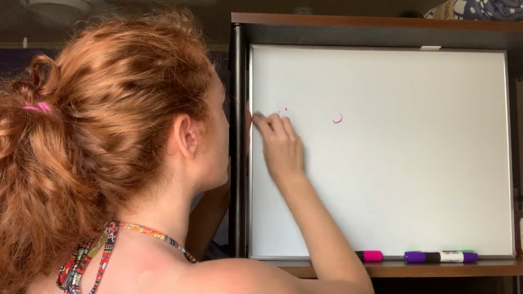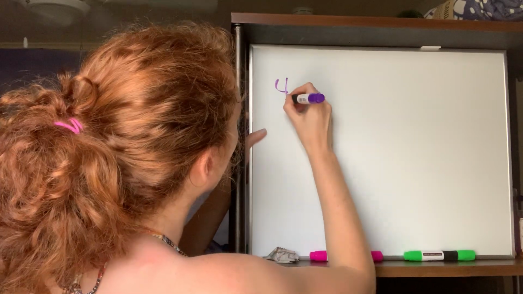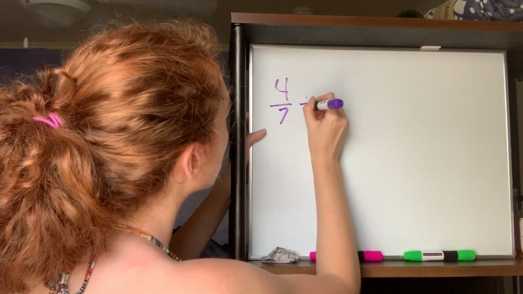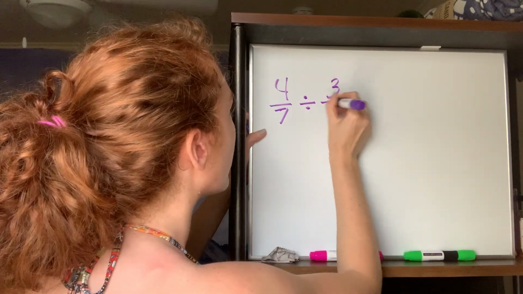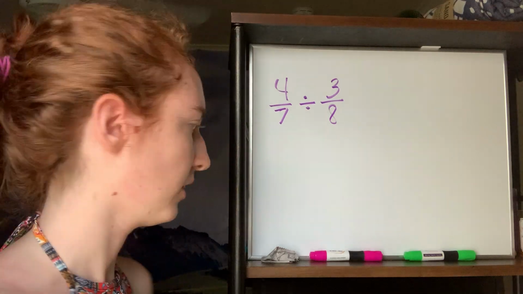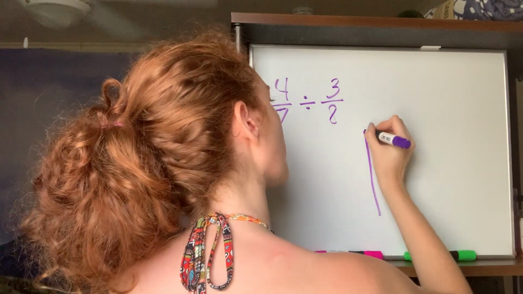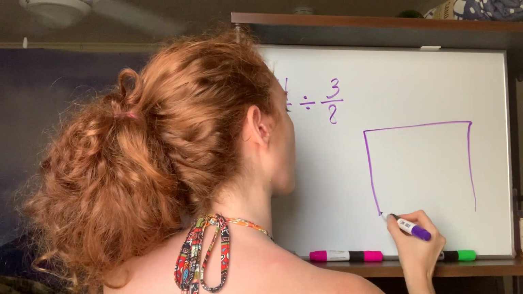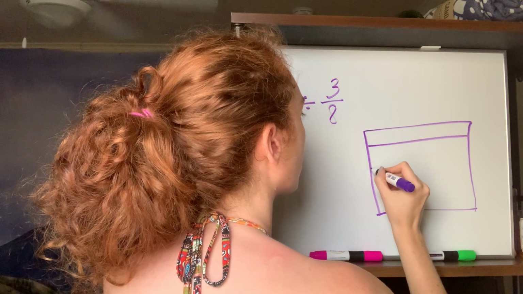So I'll do another one just for good measure. So let's try 4/7 divided by 3/8. How many groups of 3/8 can I find in 4/7? So let's draw our box. So what am I working with now? I'm working with 4 things out of 7. So I'll shade 4/7 of this box.